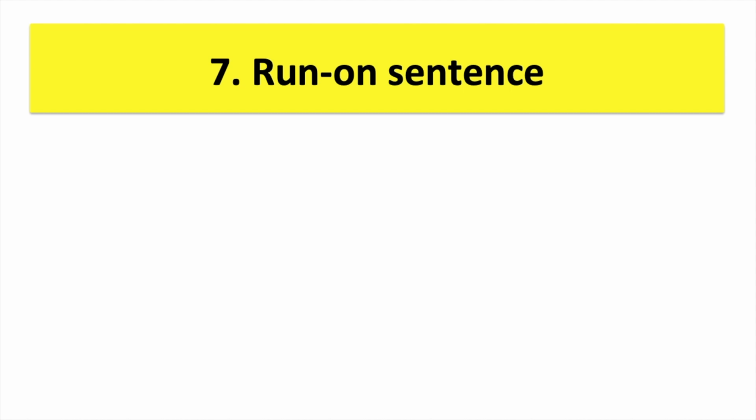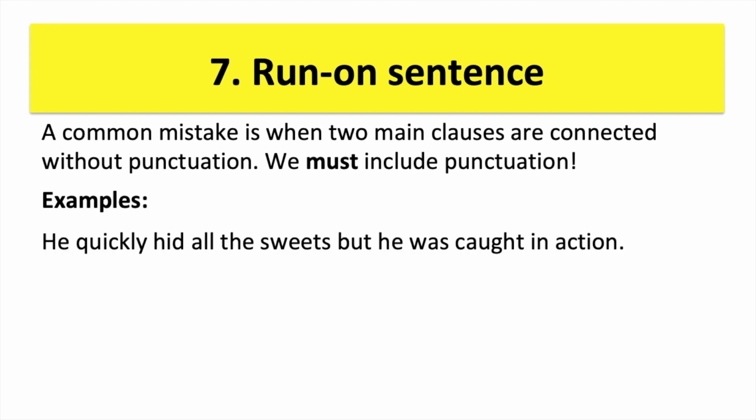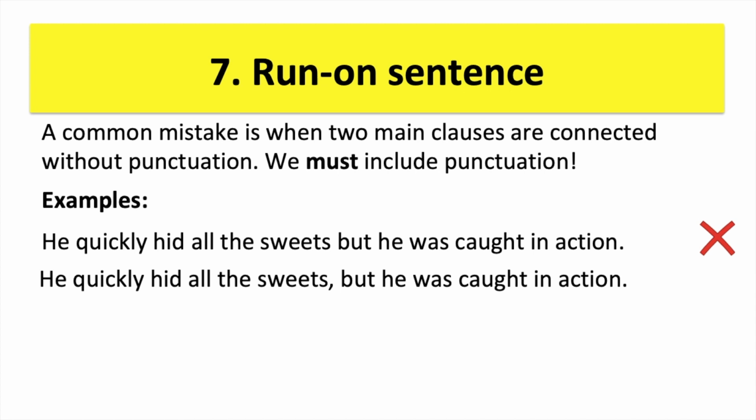Run-on sentence. A common mistake is when two main clauses are connected without punctuation. We must include punctuation. Let's have a look at some examples. He quickly hid all the sweets but he was caught in action. This is incorrect because there is a comma missing just before the conjunction. He quickly hid all the sweets, but he was caught in action. This is the correct version.